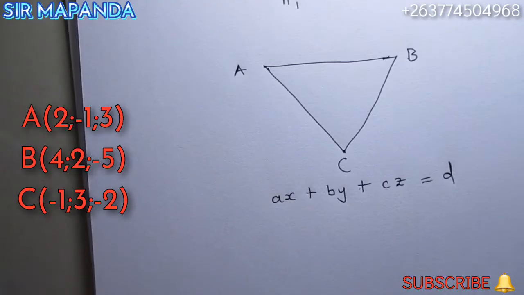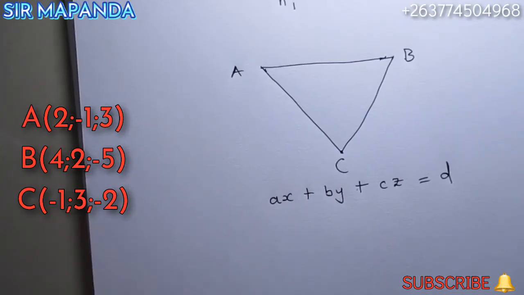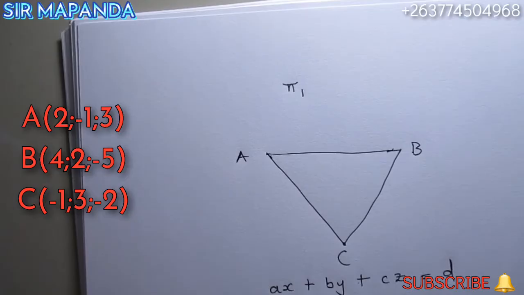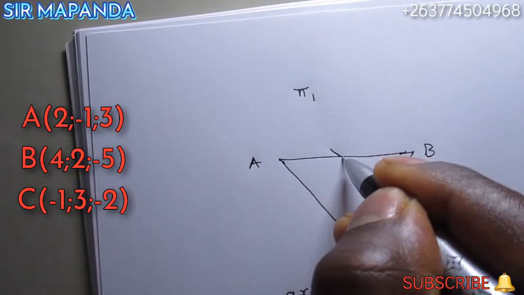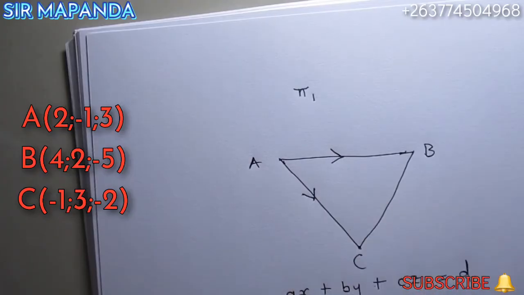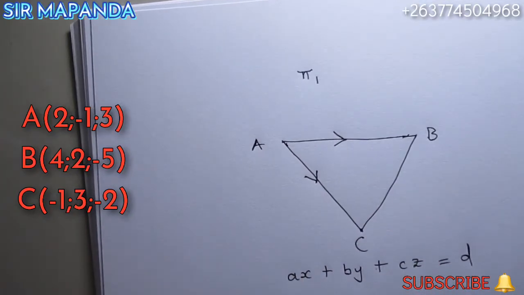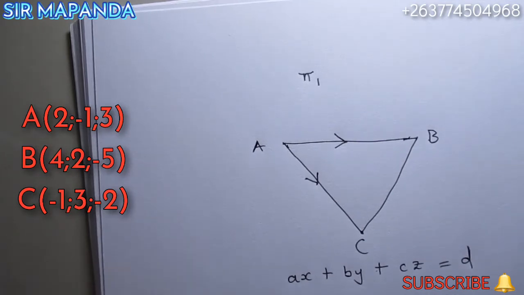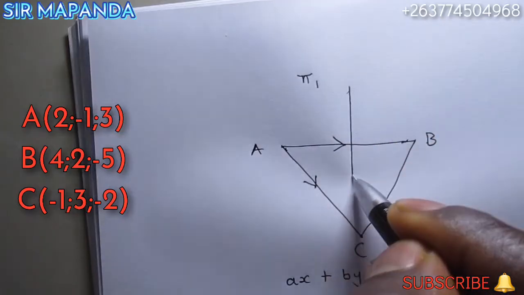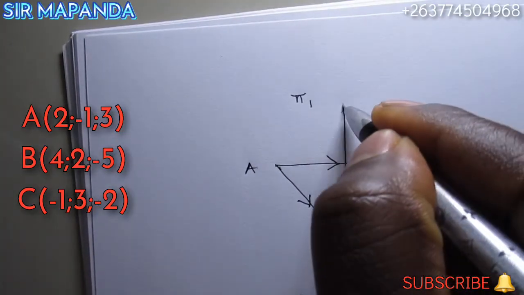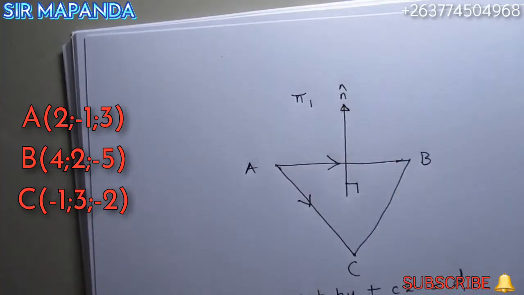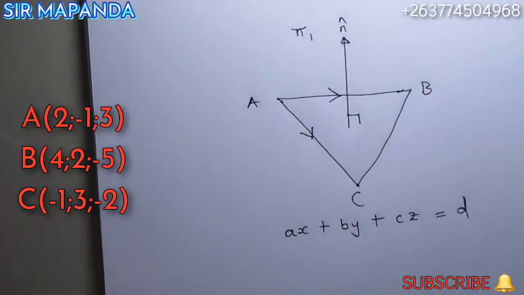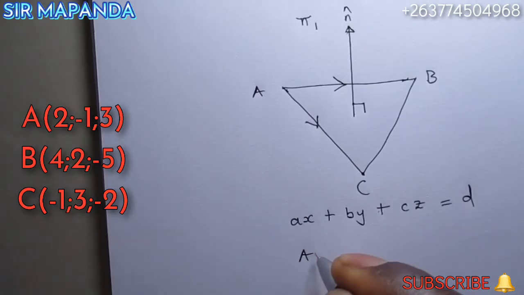denote the normal vector of the plane. So to find the normal vector of the plane, you need to perform what you call the cross product of two vectors which are lying on that plane. For example, you can find vector AB and vector AC. Then you perform the cross product of AB and AC, and you will be able to identify the normal vector of that plane. I hope you are following. So let us start by calculating AB first.